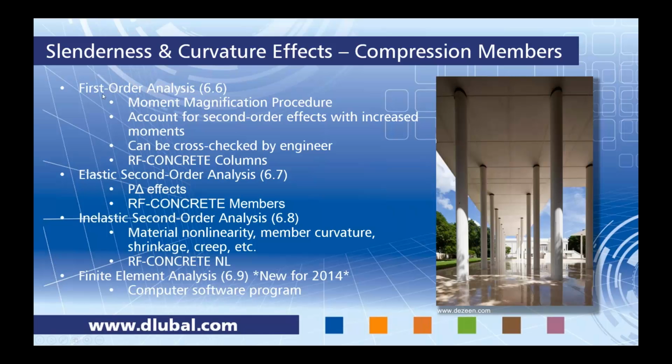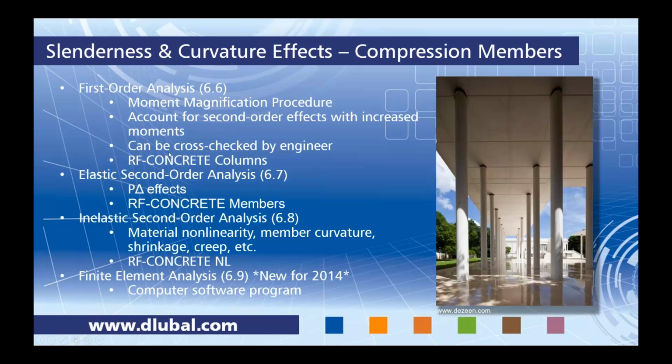The first is a first order analysis according to section 6.6. This is purely a linear first order analysis. Now, second order effects are taken into account with our moment magnification procedure. So those of you who've done column design probably are very familiar with the moment magnification procedure. Basically, this will just increase our moments, like I said, to account for those second order effects.